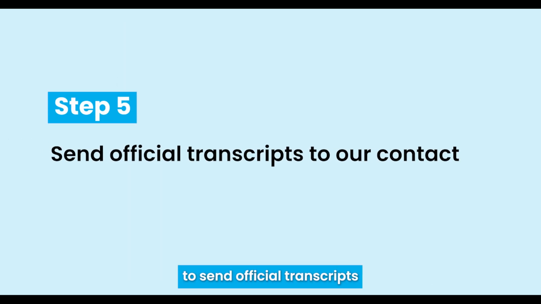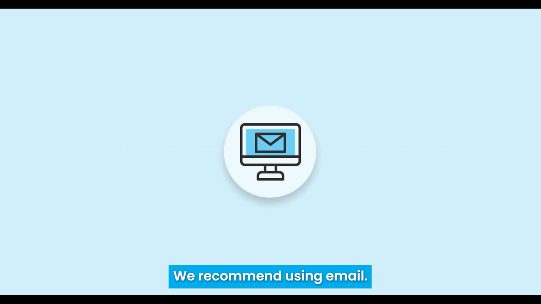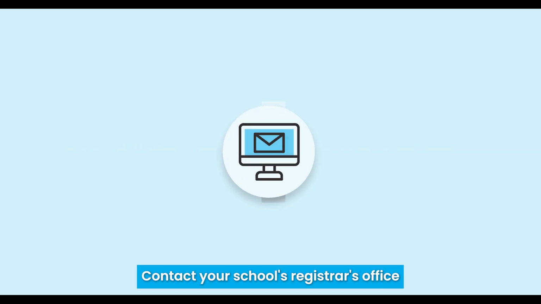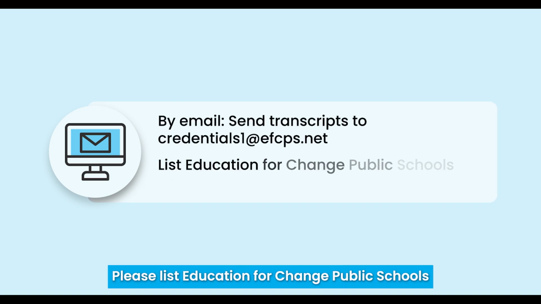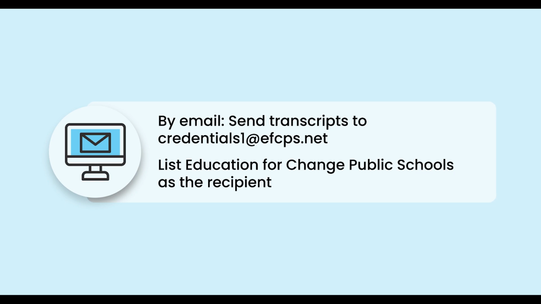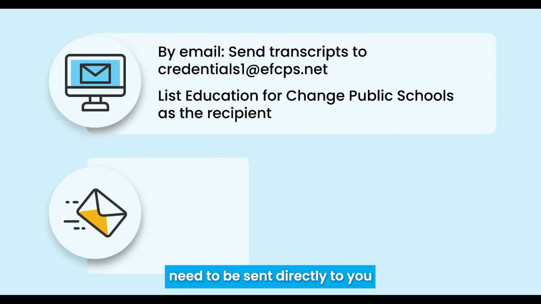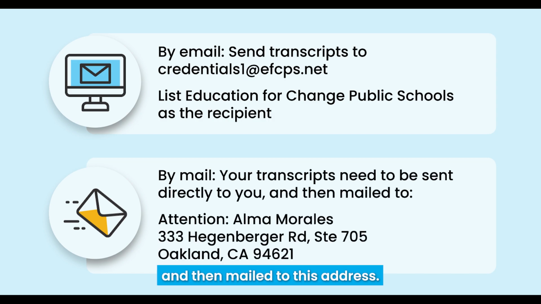Step 5. Request your school to send official transcripts to our credentialing contact either by email or snail mail. We recommend using email. Contact your school's registrar's office to send your transcripts directly from your university to this email address. Please list Education for Change Public Schools as the recipient on the order. By mail, your transcripts need to be sent directly to you and then mailed to this address.